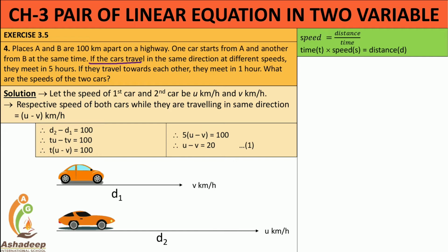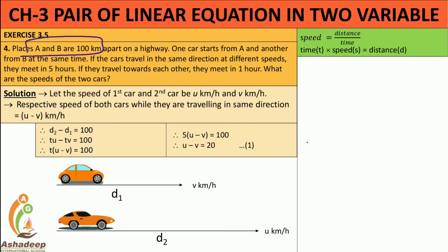If the cars travel in the same direction at different speeds, they meet in 5 hours. If they travel towards each other, they meet in 1 hour. So what does it mean? See, A and B are places 100 kilometers apart. Here is the given.